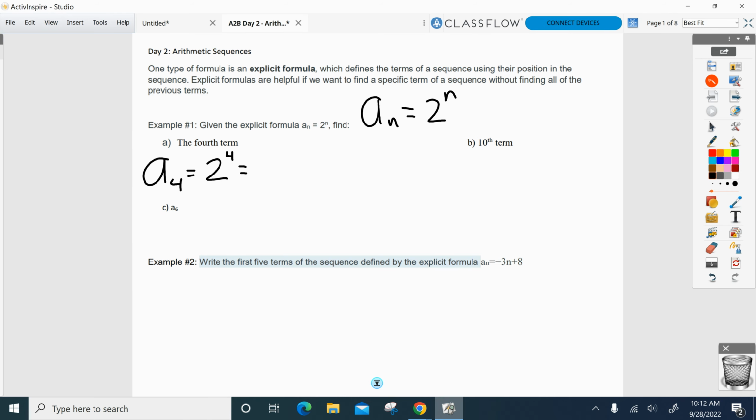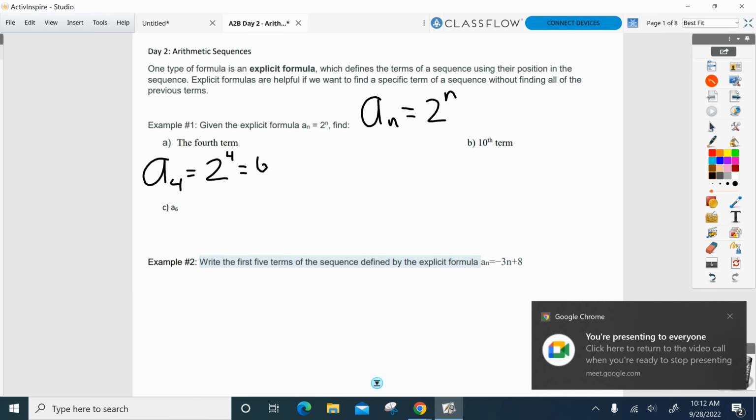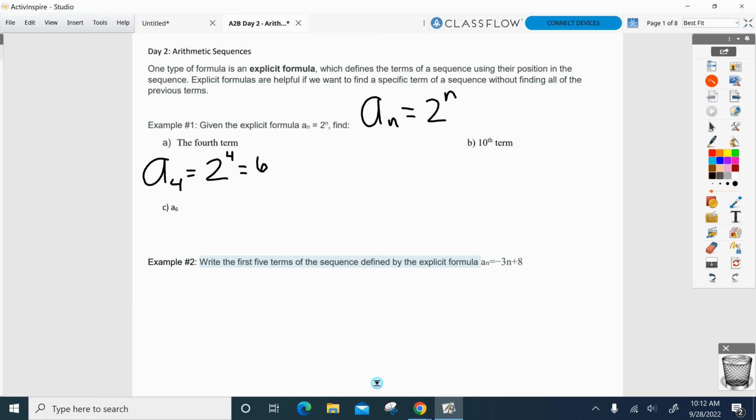And the fourth term, 16, not 64. Okay, 16. There we go.